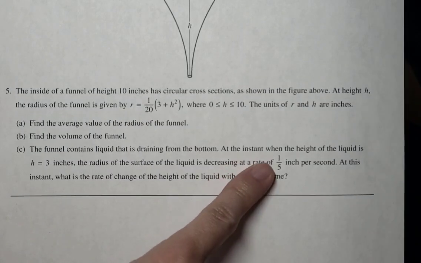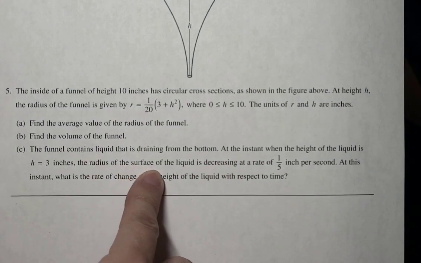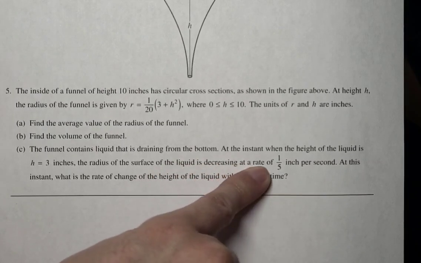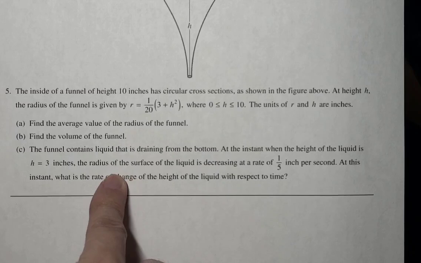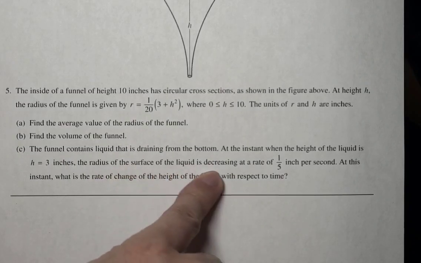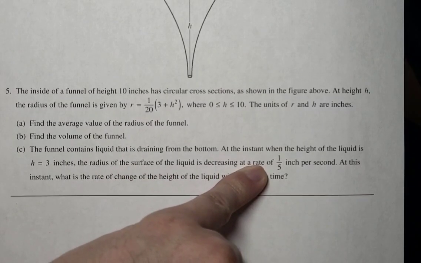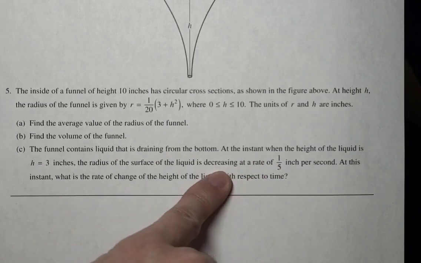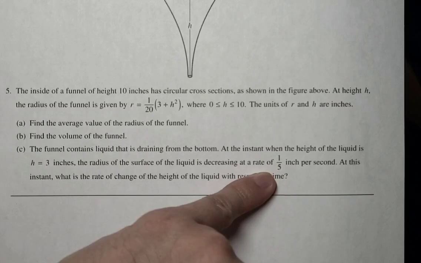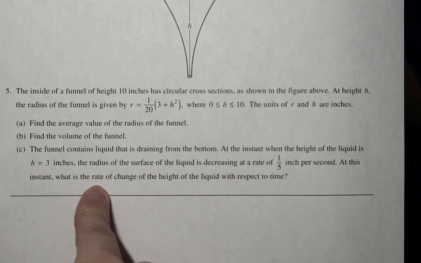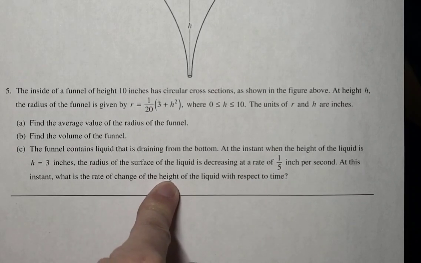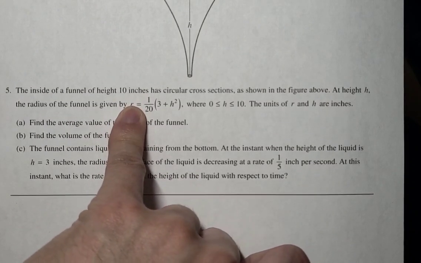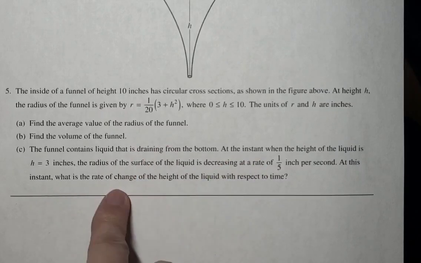At the instant when h equals 3, the radius of the surface of the liquid is decreasing at a rate of 1/5 inches per second. This is radius decreasing at a rate, so the derivative dr/dt is 1/5, but with a negative, so negative 1/5, because it's decreasing. Okay, dr/dt is minus 1/5. At this instant, what is the rate of change of the height? This is asking for dh/dt. So as I was saying, we need to differentiate this with respect to time in order to find dh/dt.